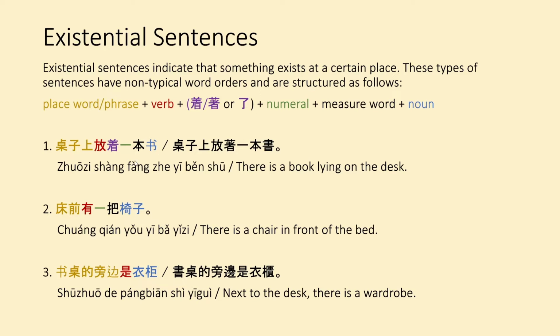There isn't much to say about this. Just make sure that when you are trying to create these existential sentences, you follow the sentence structure, and then you should be fine. Verbs that can also be used with this structure are usually limited to 有 or 是.